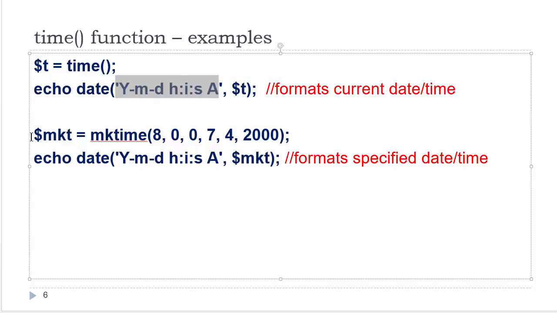However, if you wanted to format a different time, you would need to use mktime. And here again, we just pass it a date, and it can include time. For example, this is 8 o'clock, 7/4/2000, July 4th. And by passing it the timestamp, we would return a formatted date and time.